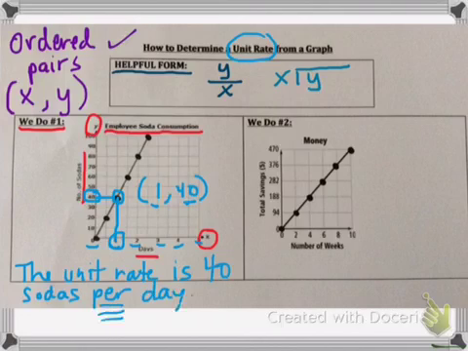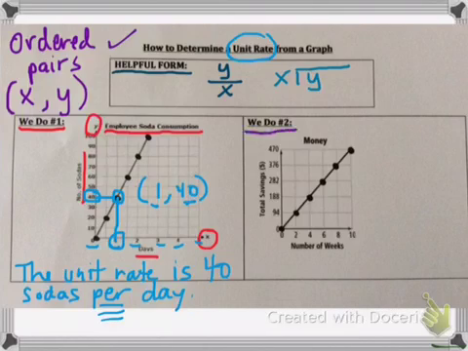Per day. So again, look at how the x-axis is labeled. If it's labeled by 0, 1, 2, 3, 4, 5, and so on, you can simply just find 1 on the x-axis, look to where it meets the graph, and then look across to the y-axis, and then that will tell you the unit rate.